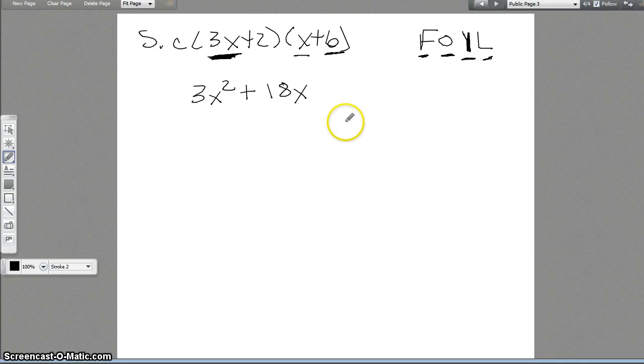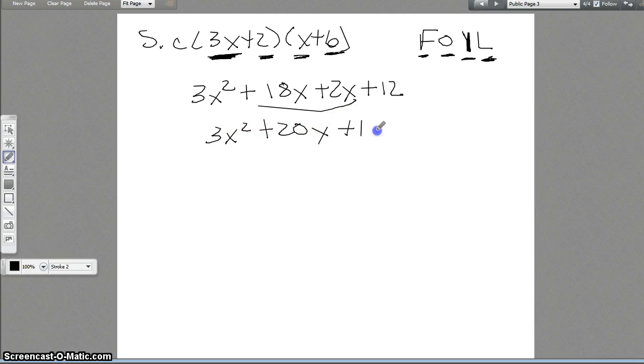Inner, those are the terms on the inside of the parentheses. So that's going to be our 2 and our x. So that is 2x. And then last, that's the last terms in each parentheses, 2 times 6, which is 12. We combine like terms. We get 3x squared plus 20x plus 12.